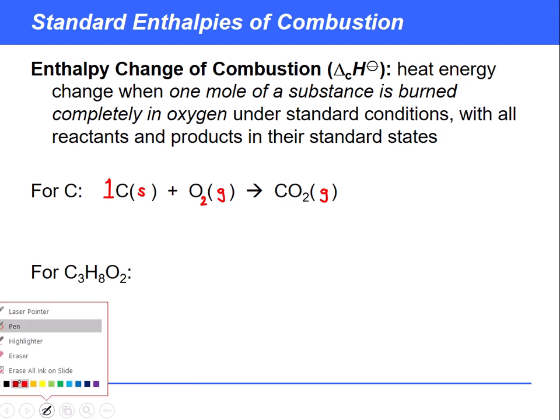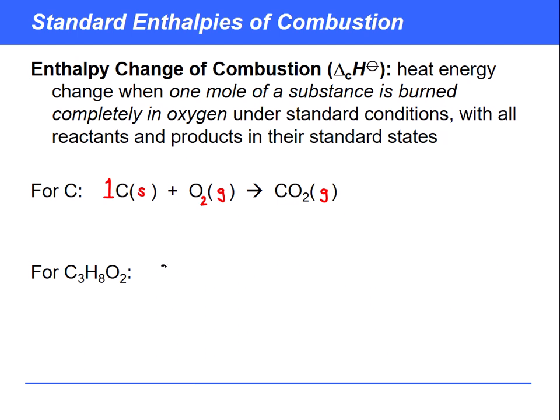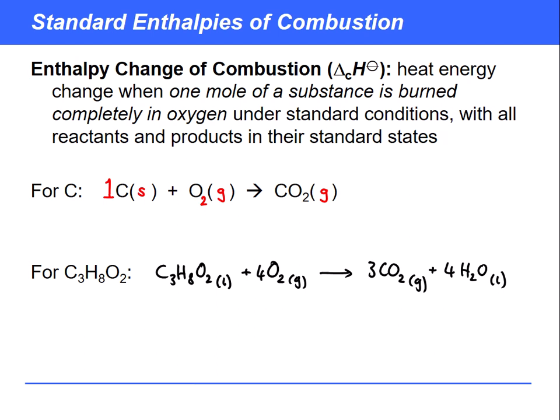Well, here's what you should have got. Propane 1,3-diol is a liquid at room temperature. It's reacting with O2, which is gaseous, to make 3 moles of carbon dioxide and 4 moles of water, and then we've got 6 oxygens there and 4 there, that's 10. 2 over here already, so we need another 8, so we need 4 O2 in order for this to work, and that would correspond to the enthalpy of combustion of this compound.